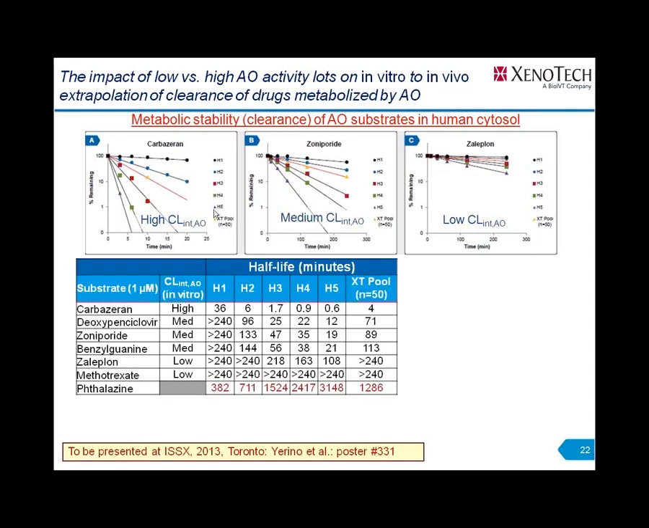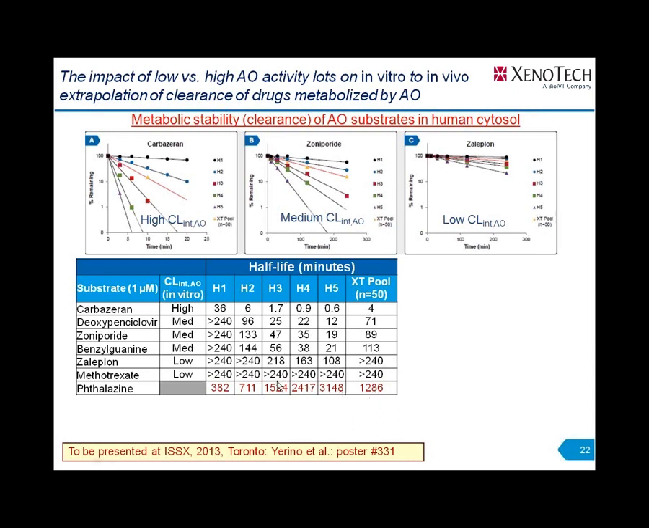Diving deeper into the data, when we use the rank order approach, we've got high clearance AO substrates at the top, the medium substrates grouped in the middle, and zaleplon and methotrexate, which are the low substrates, at the bottom, and a marker of AO activity, phthalazine. The individuals are rank ordered from left to right in terms of their AO activity. We've got 382 as the lowest activity individual in H1, all the way up to H5, which has the highest activity individual. So we're spanning about tenfold, and our pool is right about in the middle of the activity.